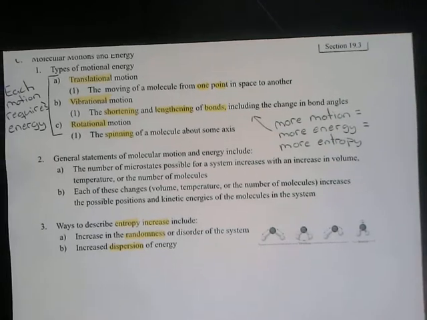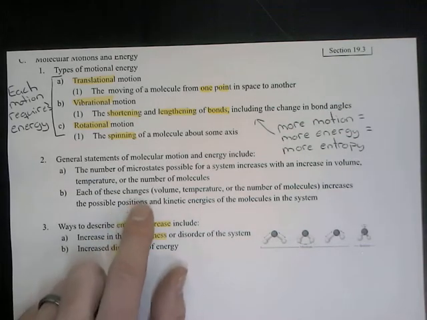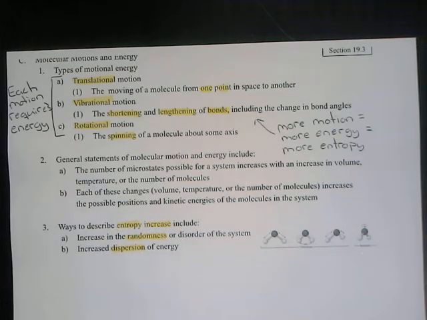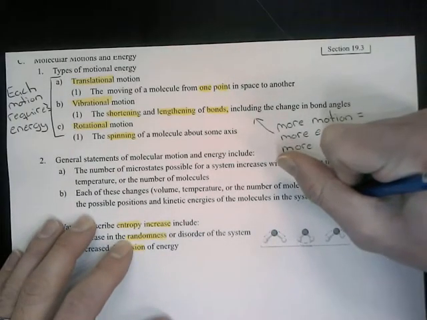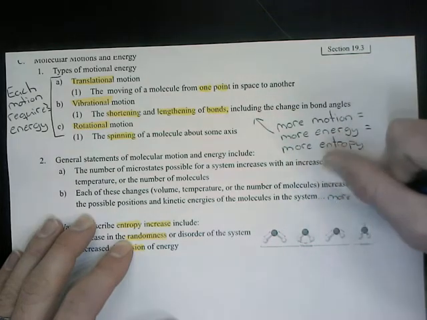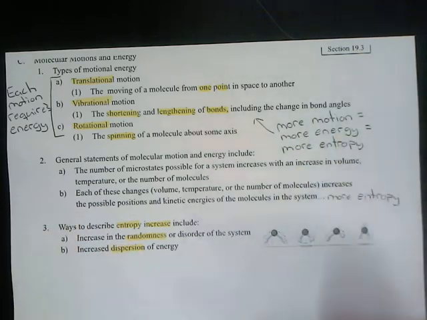Some big statements here. And now we have some general statements that are just good to identify and read. So it says the number of microstates possible for a system increases with increases of volume, temperature, or number of molecules. Each of these changes, increase in volume, temperature, and number of molecules, increases the possible positions of kinetic energies and molecules of the systems. What that means for us is more entropy.